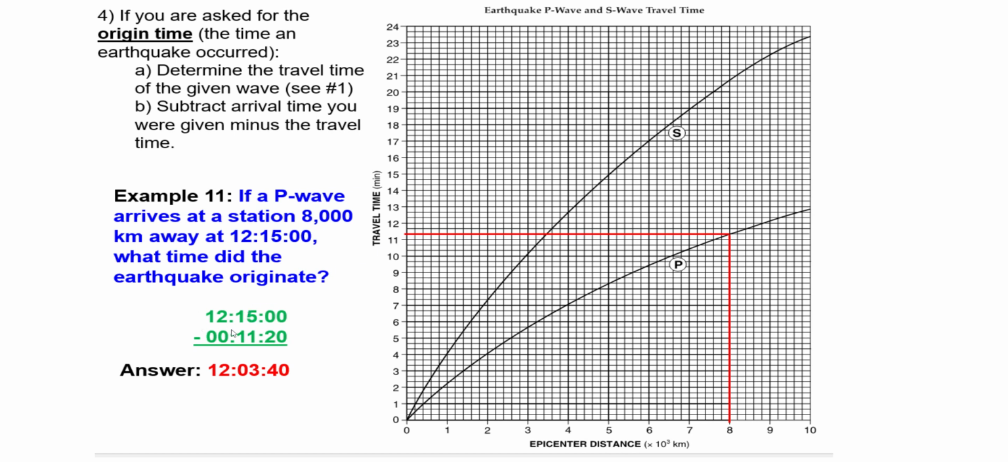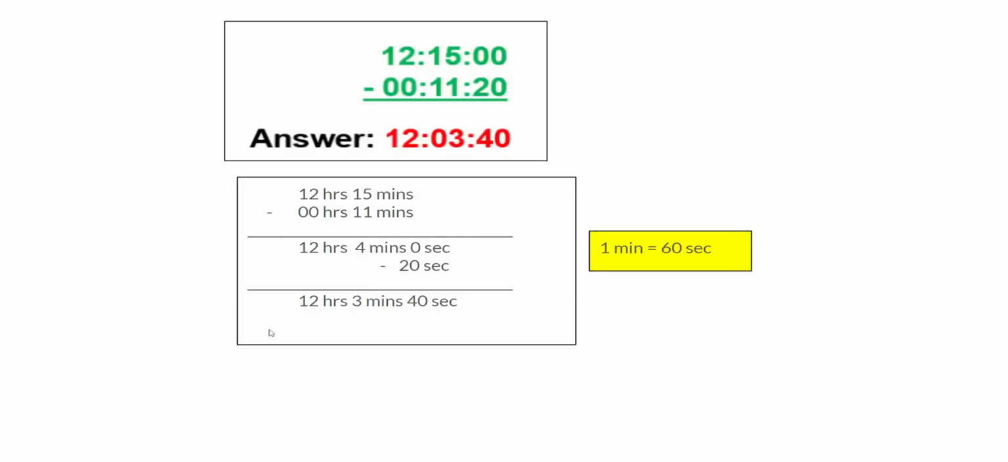We know that the P wave arrived at the station at 12 hours, 15 minutes, and 0 seconds. That means 11 minutes and 20 seconds ago, the time it takes the P wave to travel, the earthquake started. So I'm just going to subtract the time the P wave took to get to the station from the time the P wave actually arrived. That will give me when my actual earthquake started, which is 12 hours, 3 minutes, and 40 seconds. If you want to know how I subtracted this, here's how I do it.